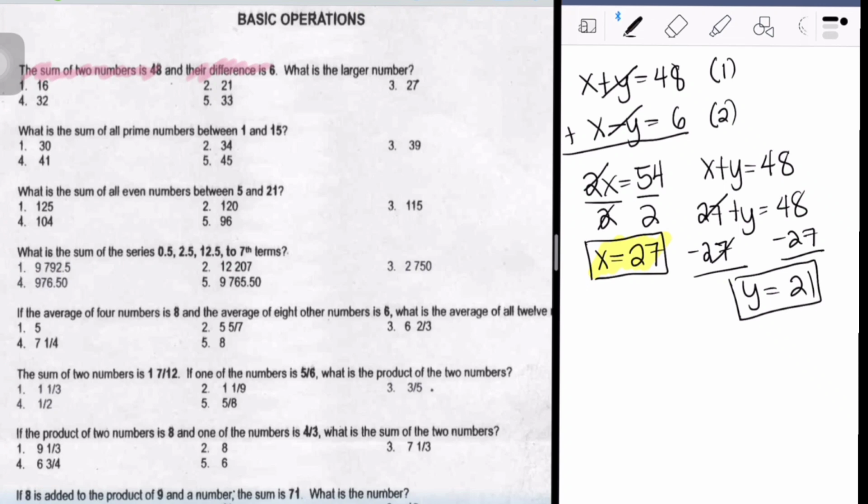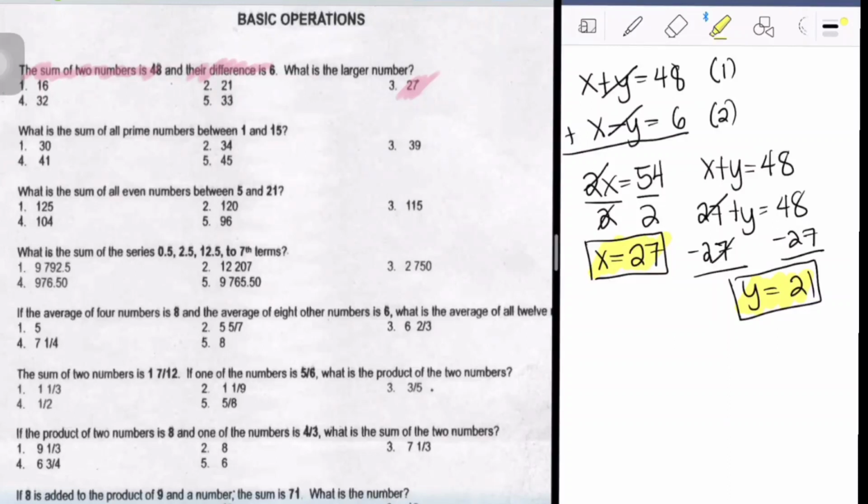So tingnan nga natin if the difference of these two numbers is 6. So 27 minus 21, and that is 6. 27 plus 21, that is equal to 48. And also, we can now answer the question, what is the larger number? Obviously, your answer would be 27. Okay? So that's how you solve question number 1.